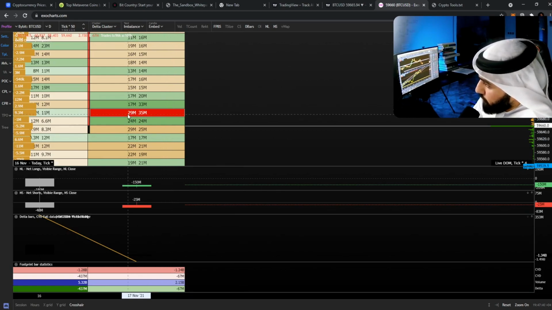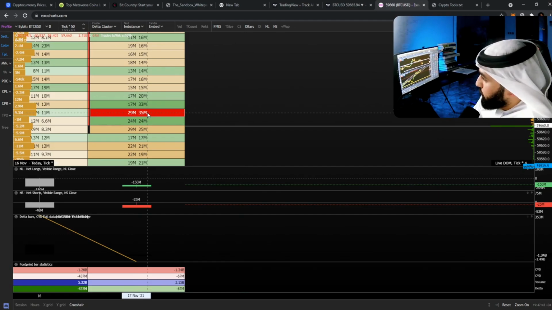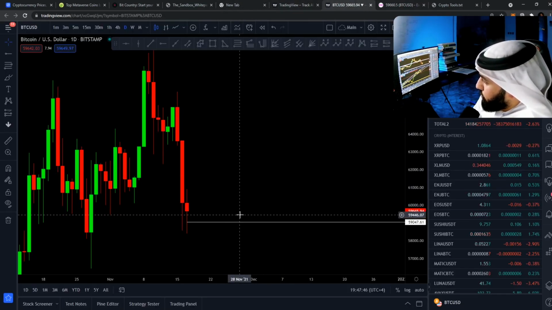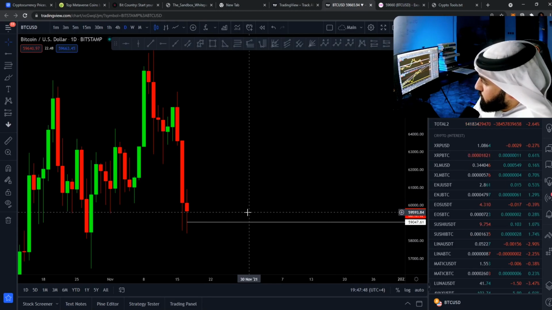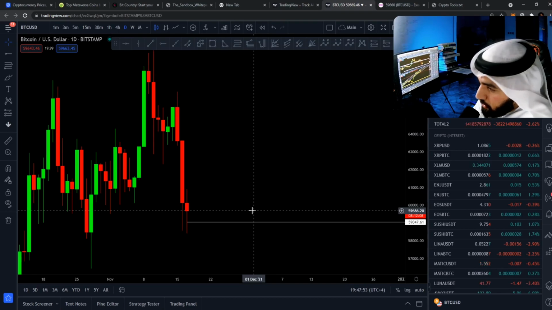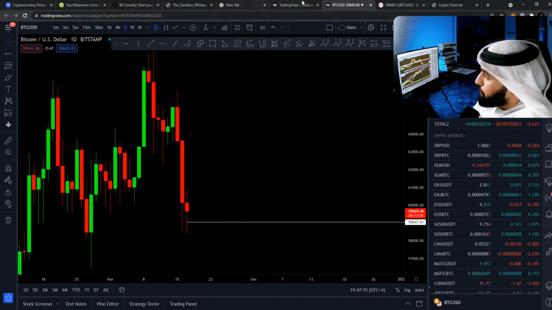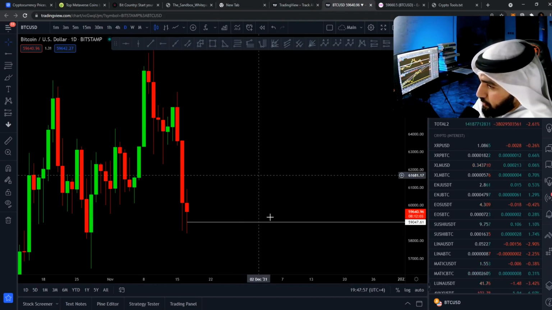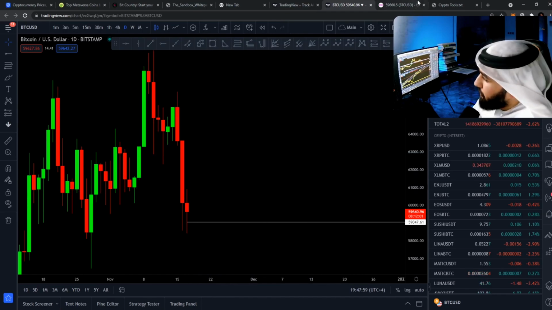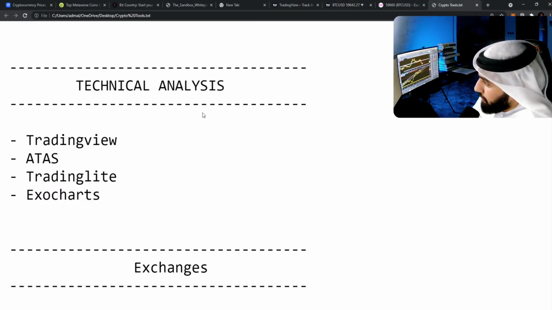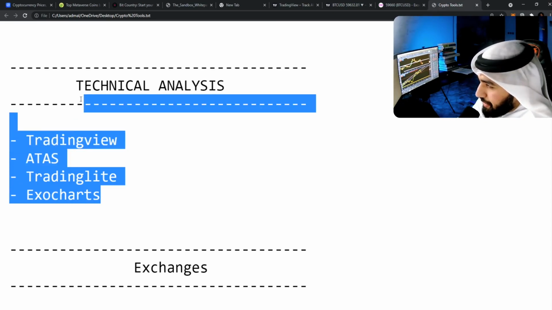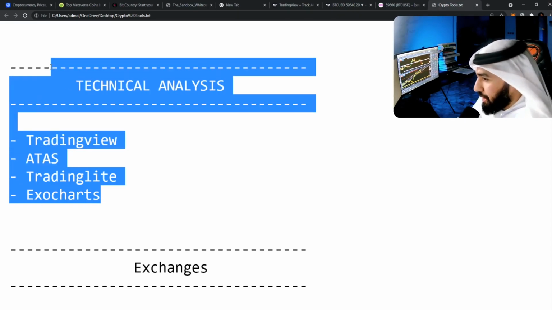So it's like 35 million to 29 million, which was 59,675. Let me go back to TradingView. 59,675. Somewhere here gave us the maximum volume. So you can see how it gives you that extra level of depth basically in trading. So that's for the technical analysis, the tools you need for technical analysis.